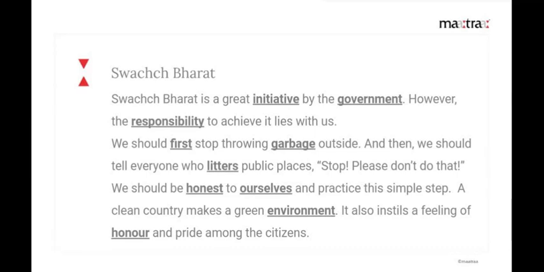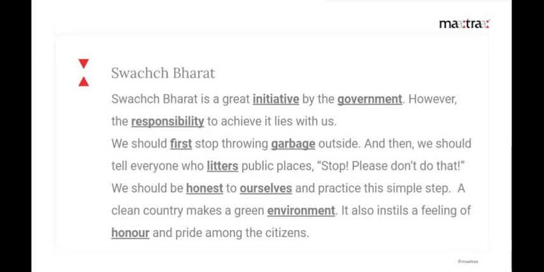Next sentence. A clean country makes a green environment. Repeat. Again, here the word is environment, not environment, not environment, it's environment.